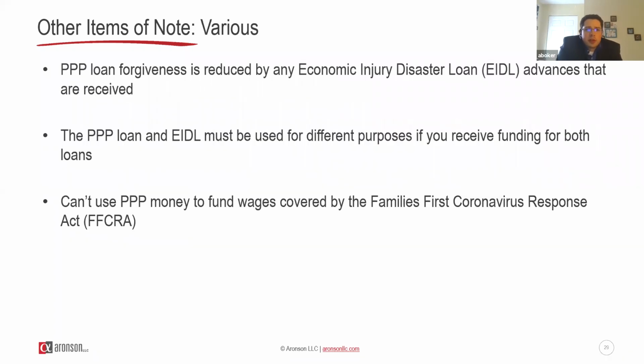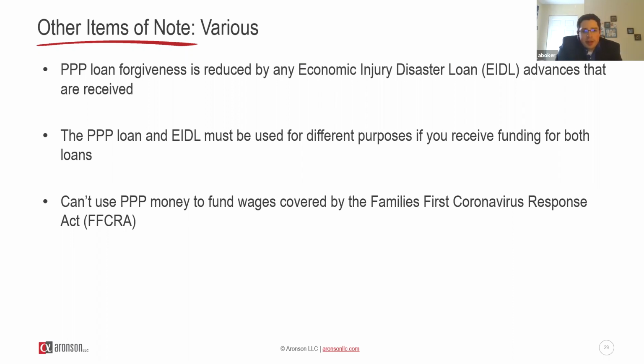And just a few various points, PPP loan forgiveness is reduced by any economic injury disaster loan advances that are received. The intent behind this is the government doesn't want you doubling up any benefits, because when you get a disaster loan advance, that's a prepayment of your loan. That's a free benefit. You don't have to repay that. So if you get that advance, that comes out of the loan forgiveness. And on a side note, I know we're covering the PPP loan forgiveness, but the EIDL did reopen a couple weeks ago, and they are accepting applications again. So if you need more money in addition to the PPP, the EIDL is back on the table.